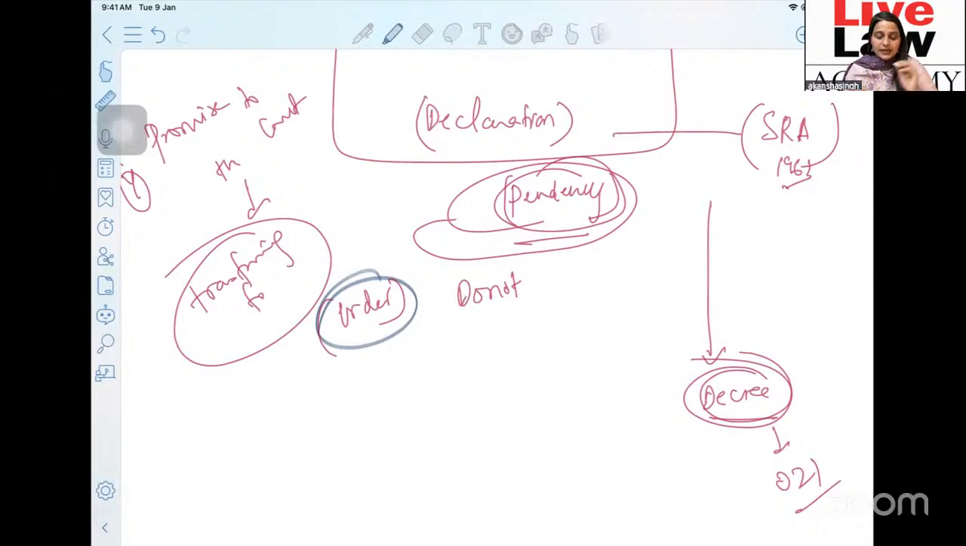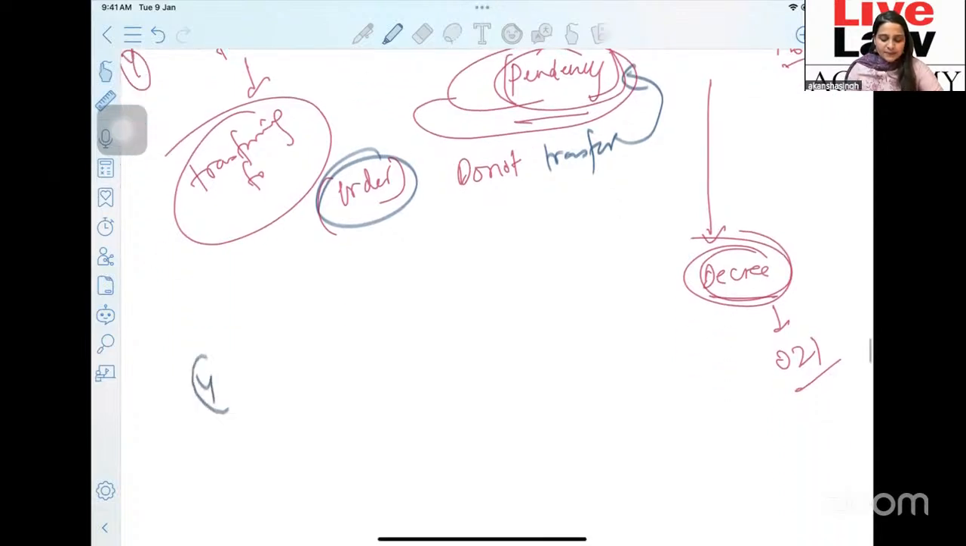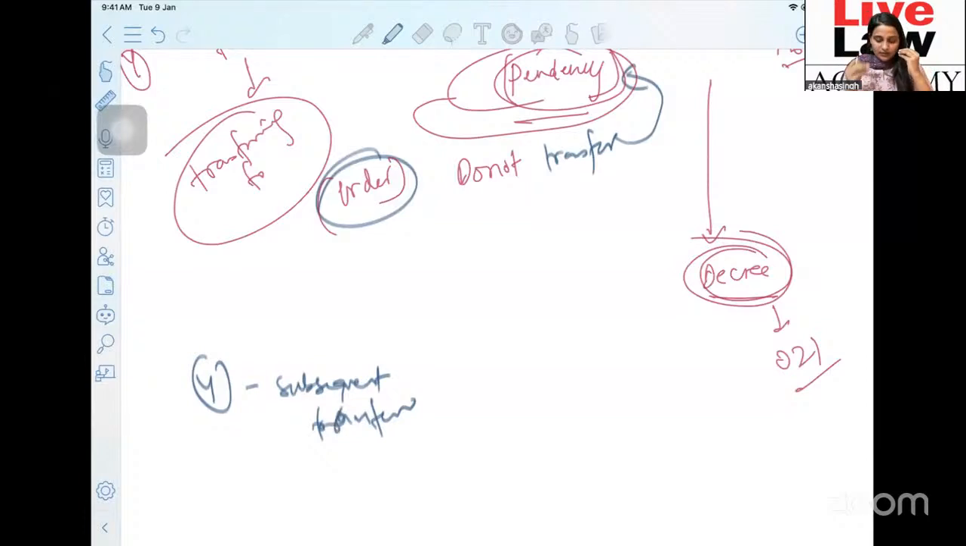So the court has said that do not transfer the property when the suit is still in pendency. And why does Y not follow this? Why did Y not follow it, and why did Y make subsequent transfers on two different occasions? Now listen to the story and you will get to know what the catch is here.